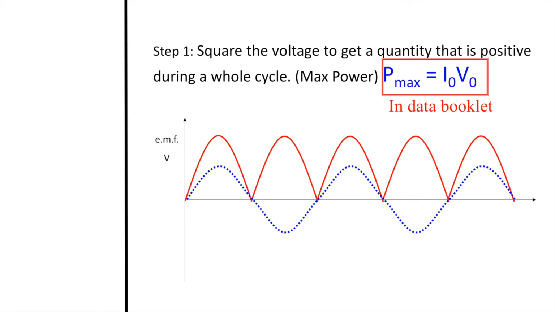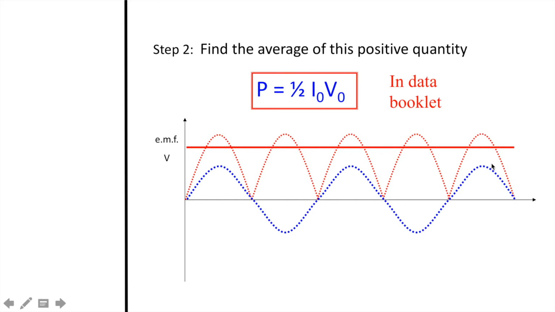The first step is to square the voltage to get a quantity that is positive during the whole cycle. This gives us the max power, and that is P sub max equaling I naught V naught. Notice that the data points are all in the first quadrant, as is seen in the red solid lines. Step 2 is to find the average of this positive quantity. When you're finding the average, we get the equation of P equals 1/2 I naught V naught. The red solid line shows this average.